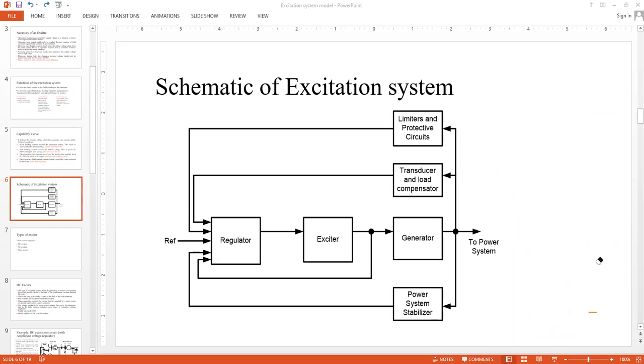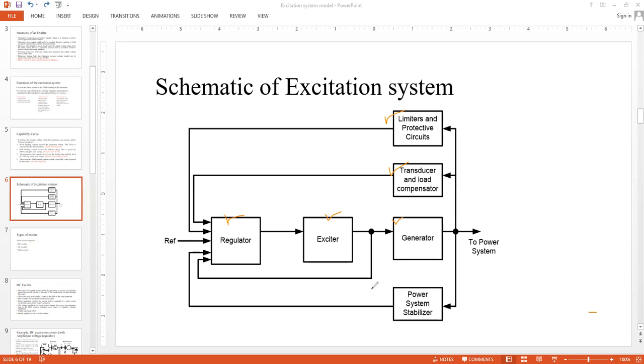So this is a simple block diagram. And again, the protective circuits. The protective circuits are basically there as a secondary option, because if your limiter fails, or your limiting operation somehow fails, then your protection device should be energized, and that should trip a certain element of your power system, or certain element within the generator block, depending on where the problem is. So that is the job of the limiter and protective circuit. The job of the transducer and load compensator is done. The job of the generator and exciter is done.